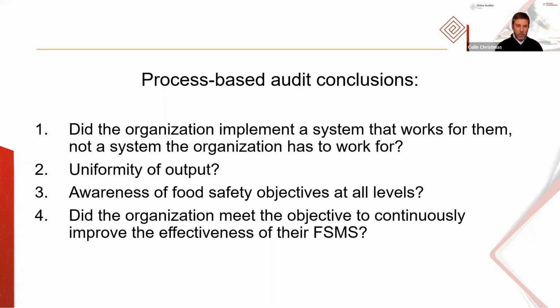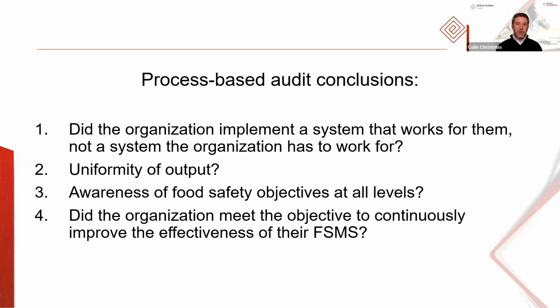The second one, uniformity of output. What is the purpose of the food safety management system? Identify the purpose. Has that purpose been met? It's not just about individual requirements. It's not just about a checklist approach. It has to be about uniformity of output, not just uniformity of procedures. Uniformity of procedures will be much more related to a product approach. Remember, uniformity of output is a process approach.